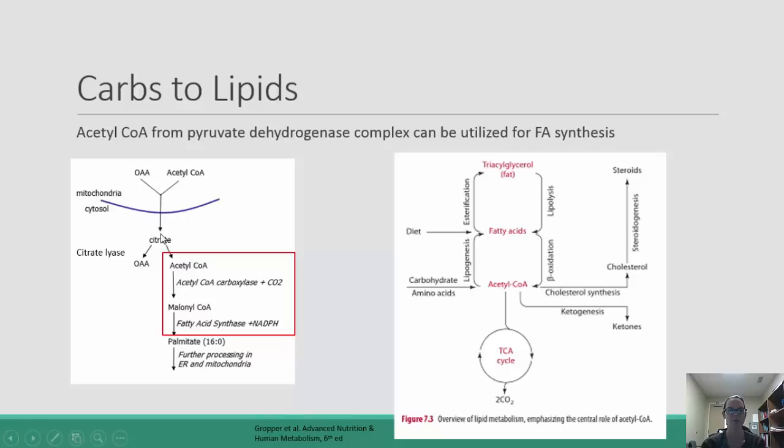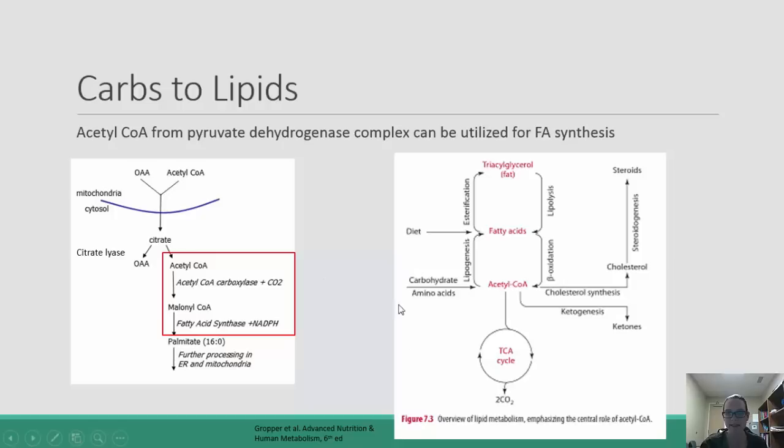So the citrate can move out of the mitochondria into the cytosol, split back up into oxaloacetate and acetyl-CoA, and this acetyl-CoA can then go through an enzymatic reaction with ACC to form malonyl-CoA, which then, when combined with NADPH and our enzyme fatty acid synthase, can produce our fatty acid. So it's really kind of inadvertently that glucose can be converted into fatty acids. It's an easy conversion to glycerol, and a really indirect conversion to fatty acids.